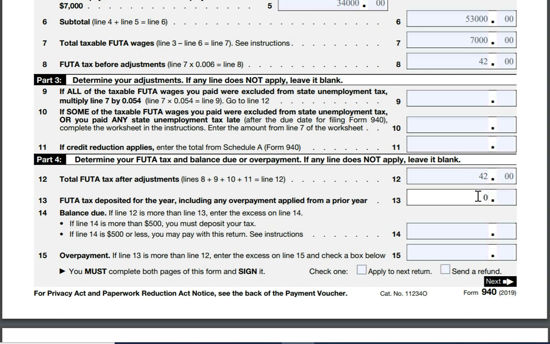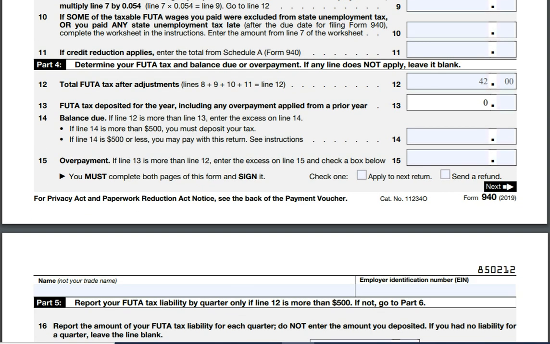We did not deposit anything, which is okay in our case because our payments were less than $500, and we can send the voucher with the payment together with the return. This return is filed once a year, and it's due by January 31st. There were no overpayments.